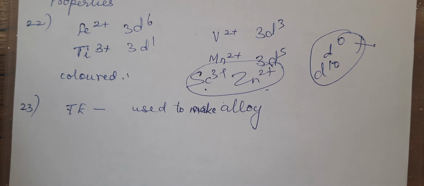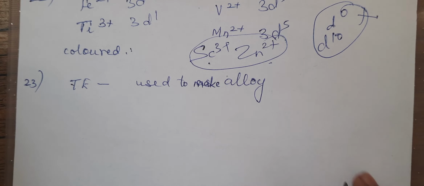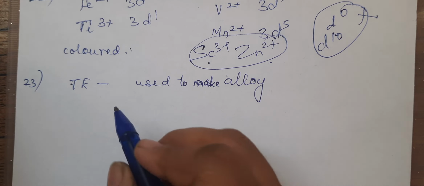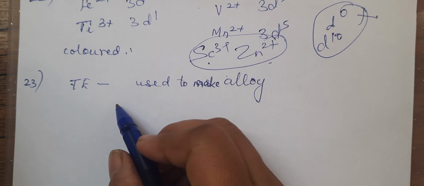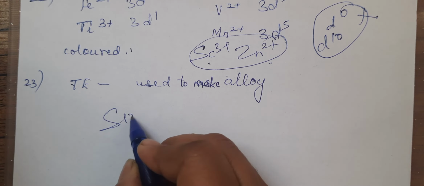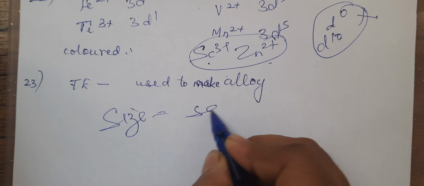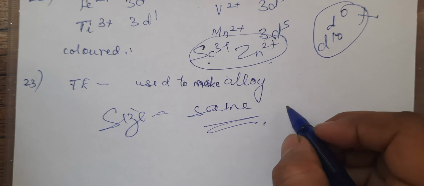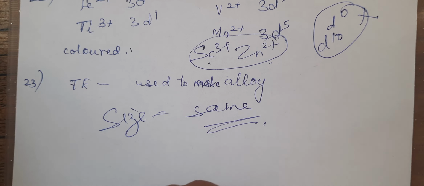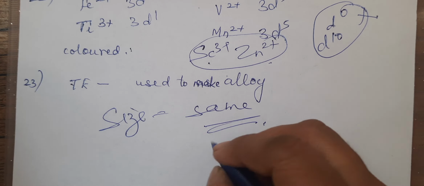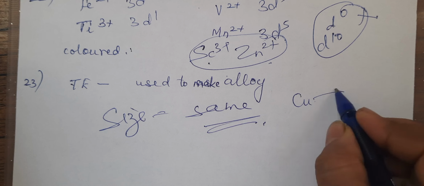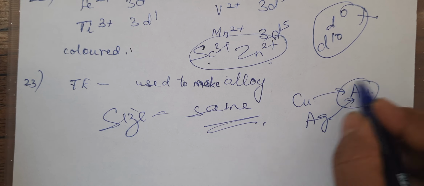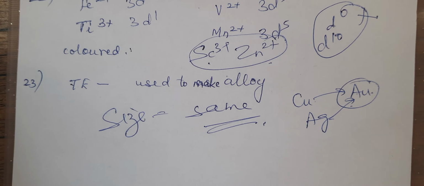Okay, another question is why transition elements are mainly used for making alloys. The answer for that, we have just studied the radii part. Their atomic radii are almost the same. They are all similar in size. Because they are similar in size, they can replace each other very easily. So like copper is mixed with gold, or silver can be mixed with gold to make ornaments. Why? Because they all have nearly similar size.